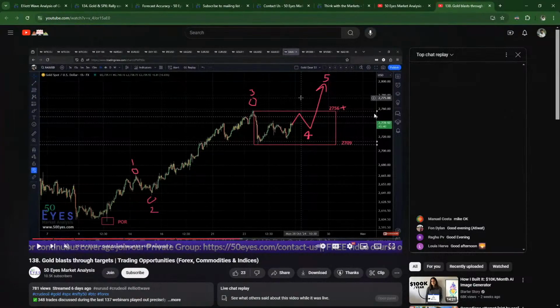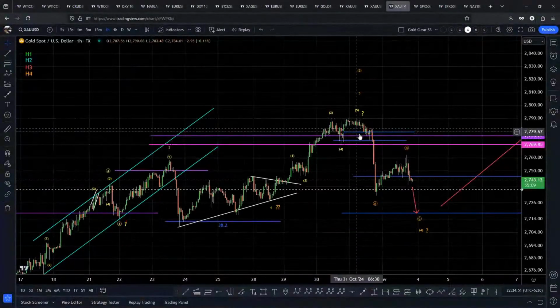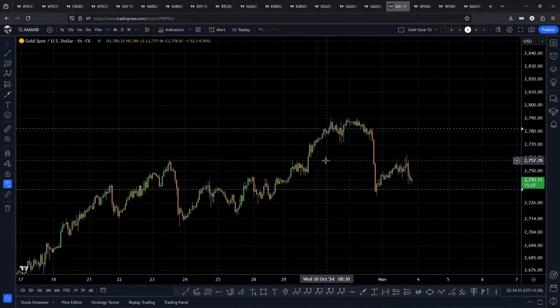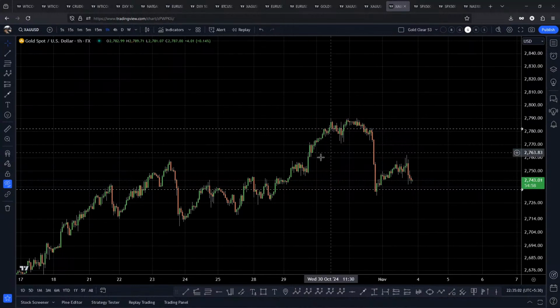So once again, 2756 plus, right? Here's the live chart. 2756 was breached here. As you can see, if you had just been following the webinar, even if you are not a member of the Slack group, you should still have been able to catch this leg very clearly. A good enough move here.